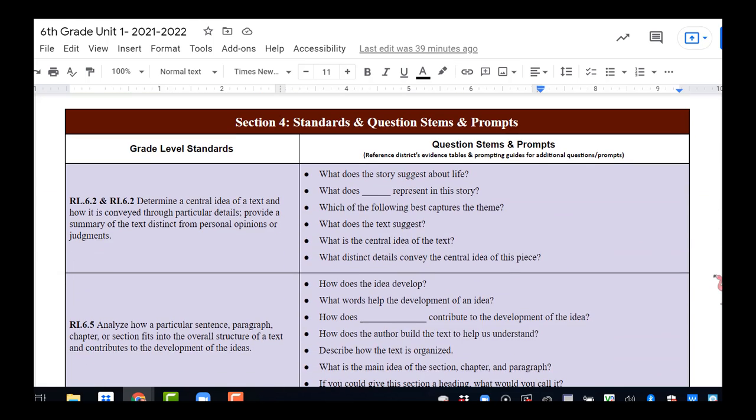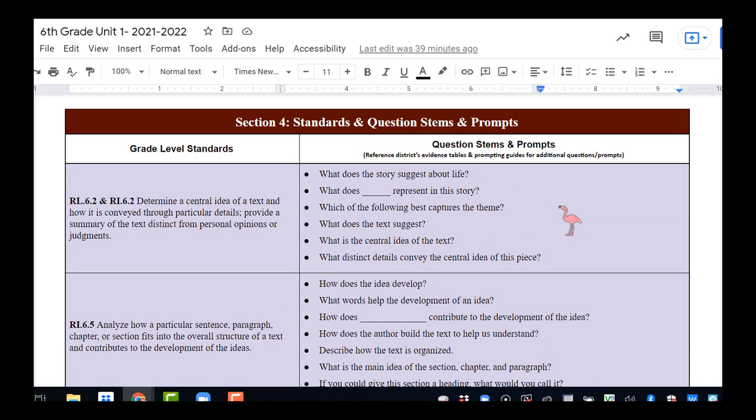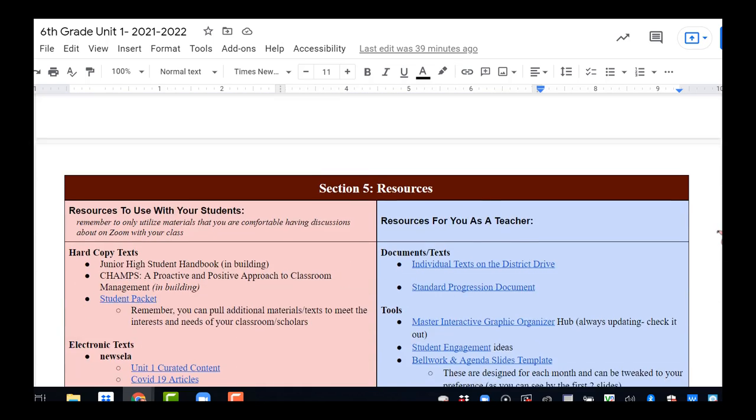That brings us to section 4, which are your grade level standards. They're always going to be on the left, and then across from them are question stems and prompts that you could use with your students. You can put these on sentence strips, you can put them on popsicle sticks. It's endless, the ideas that you can use with them.